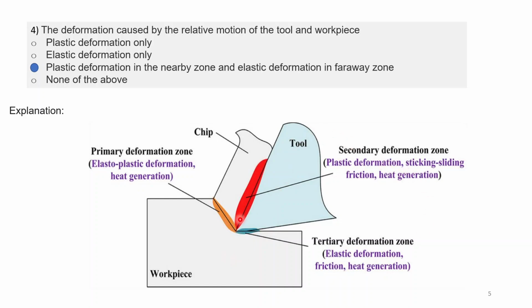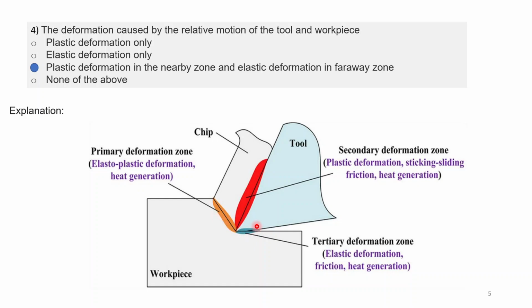There are three types of zones in this operation during material removal. This is the tool, and between the tool and chip you have the secondary deformation zone. In this part you have mainly plastic deformation, sticking and sliding friction, and heat generation. Between the chip and the workpiece you have the primary deformation zone, where you have both elastoplastic deformation and heat generation as well.